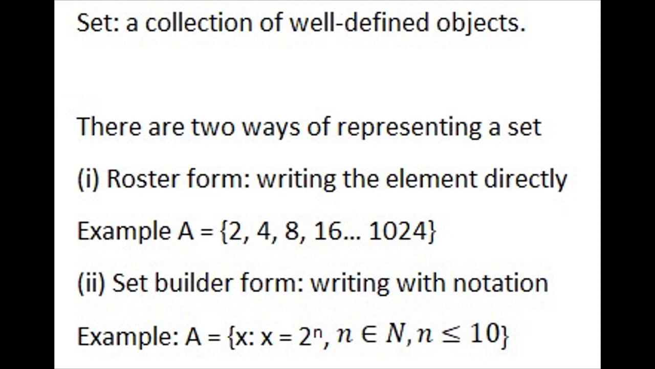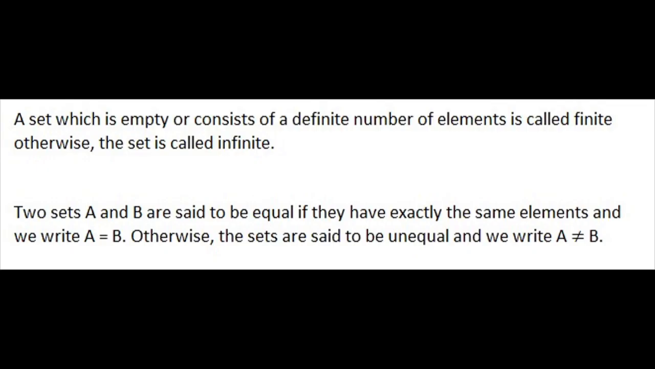And there are two ways of representing sets. One is roster form, the other is set builder form. Roster form is directly writing all the elements, like 2, 4, something like that. Set builder form is giving a description for that. A is the set of values of x such that x is equal to 2 power n, where n is a natural number, n is less than or equal to 10. Suppose the set has nothing, no element at all, this is called a null set or void set. Or it may have a finite number of elements, then you can call the set finite. Otherwise, if it doesn't end, it's an infinite set.